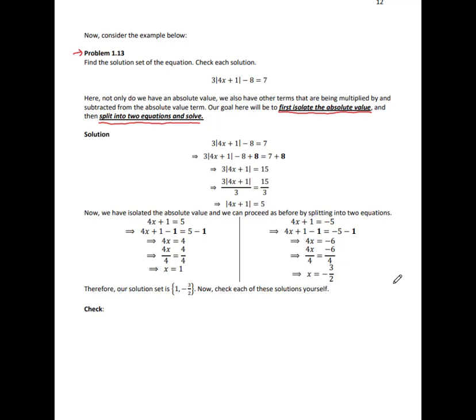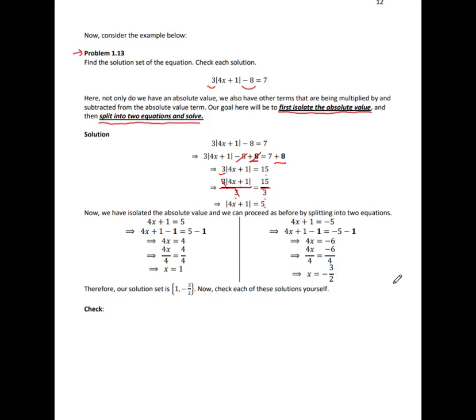Okay, so our goal is to get rid of the 8 and get rid of the 3. First step is we are going to be adding 8 to both sides of the equation. That will make the 8's cancel on the left, and the right-hand side becomes 7 plus 8, which is 15. The next step is to get rid of the 3 in front of the absolute value. So we are going to be dividing both sides of the equation by 3. The 3 will cancel on the left, and the right-hand side becomes 15 divided by 3, which is 5. Now we have the absolute value isolated.